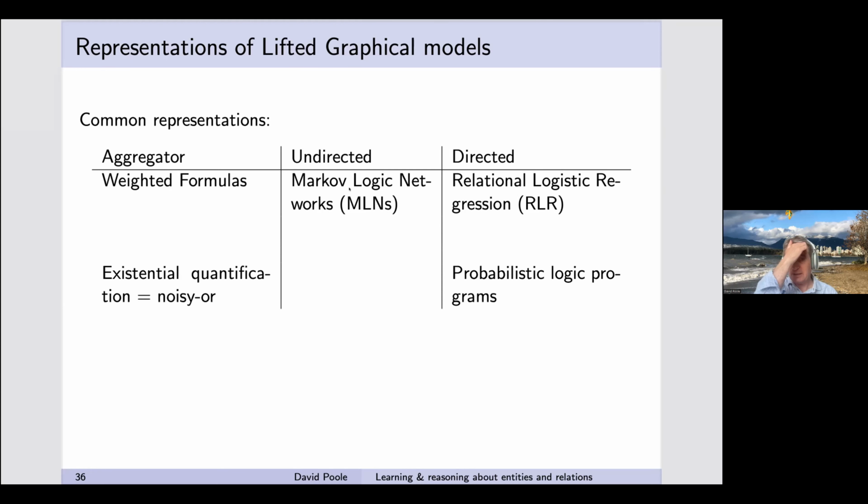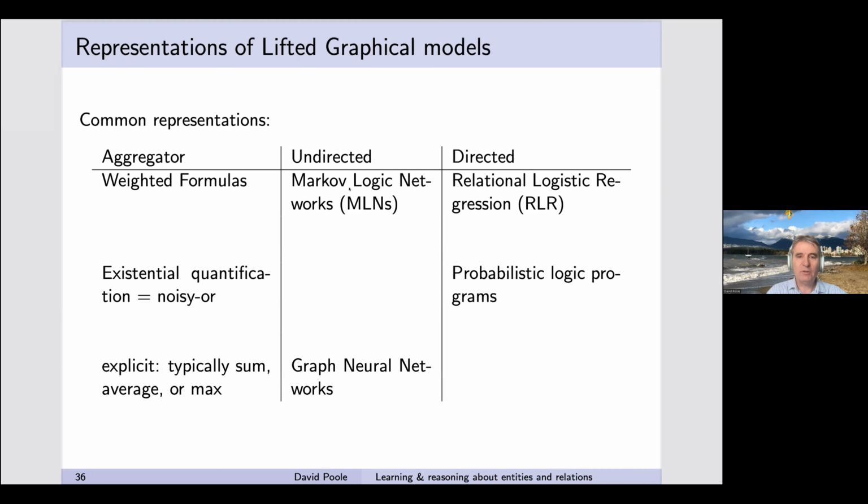Probabilistic logic programs are directed models. They have existential quantification, which is a noisy OR. So there, the aggregator is a noisy OR. If you look at graph neural networks, they're unaggregated using the normal graphical models definition. They're undirected. And it's explicit. You have to specify what you want. You typically use sum, product, average, or max. So you have to put in there how you are aggregating all of these related individuals. So how am I getting from all the movies David's rated, how am I extracting one number from them? Okay, so they're typically sum, average, or max.